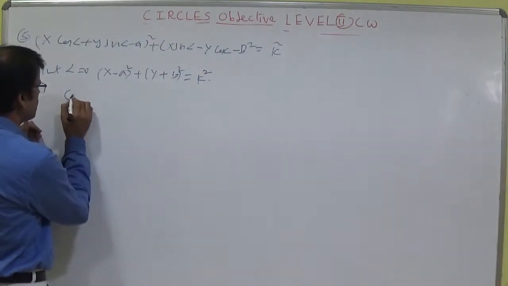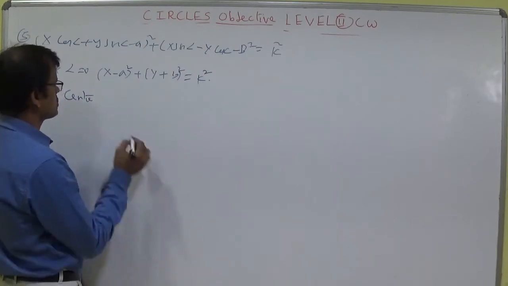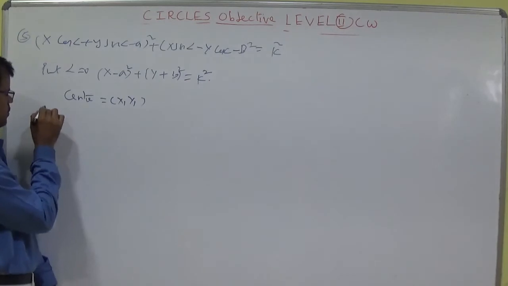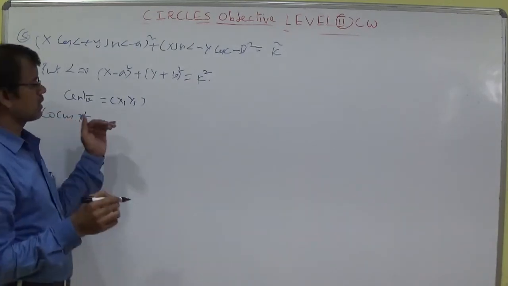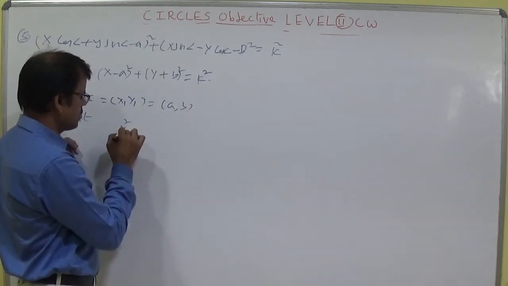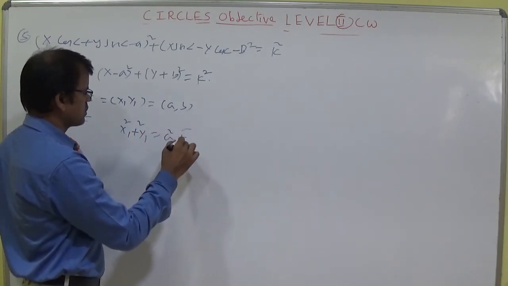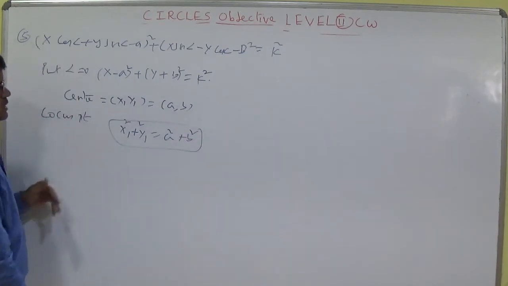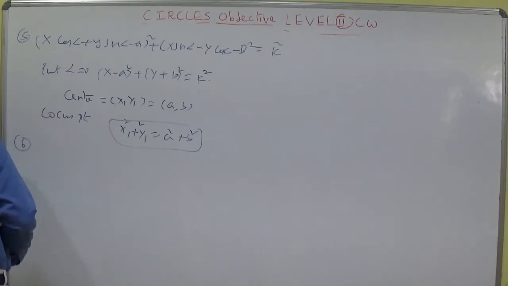Center here is (a, b), using the model (x - h)^2 + (y - k)^2 = r^2. The center is the locus point, because we should calculate the locus of center of circle. Writing (x1, y1) as (a, b), by squaring both sides, x1^2 + y1^2 = a^2 + b^2. Locus is x^2 + y^2 = a^2 + b^2. That is going to discuss about sixth question.